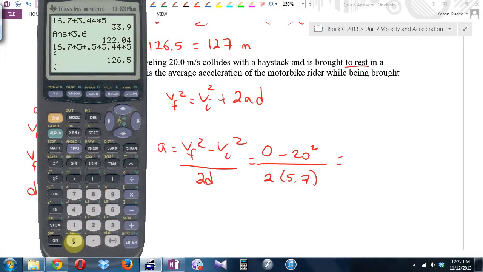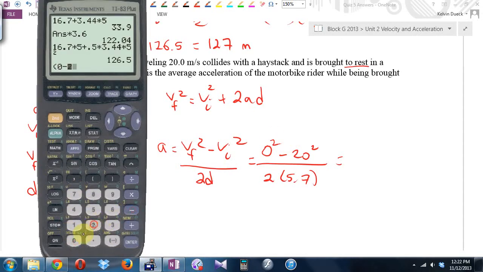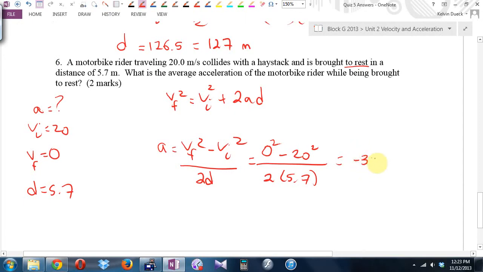Mr. Dueck, why didn't you go 0 squared? Because what is 0 squared? It's kind of redundant. Fine. I can see some of you saying, Mr. Dueck, but I'm not typing it. 0 minus 20 squared divided by bracket 2 times 5.7. Do you get negative 35.1? Is it 3 sig? Well, negative 35.1, and I guess I'd go to 2 sig figs because of that 5.7, negative 35 meters per second squared. Same as before, 1 mark for that, half mark for that, half mark for the answer.